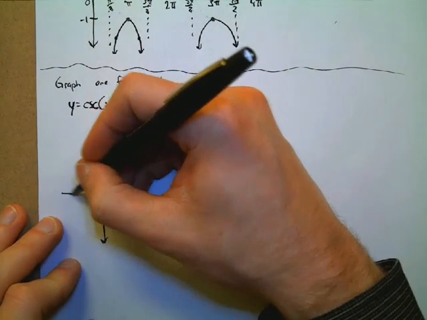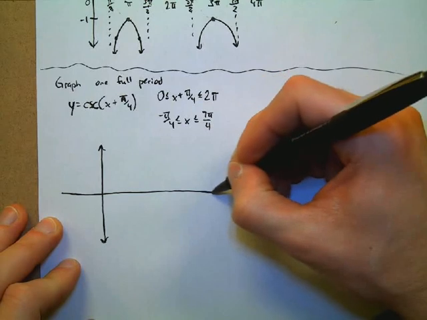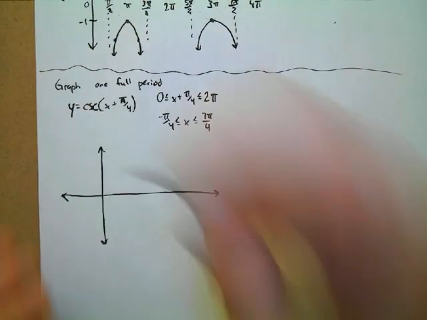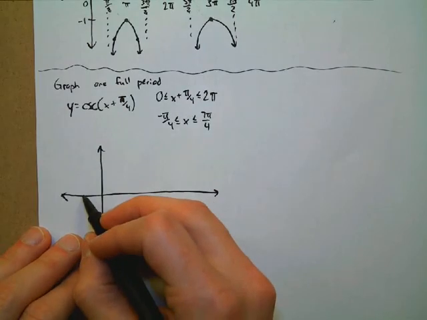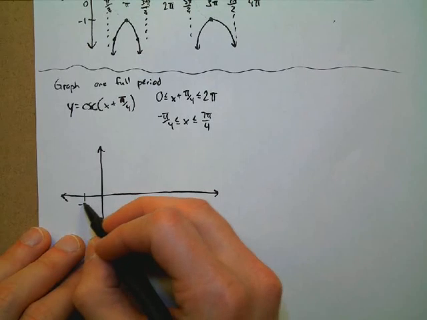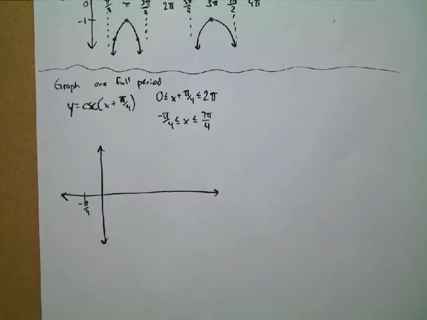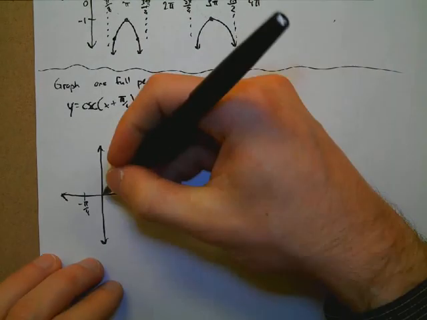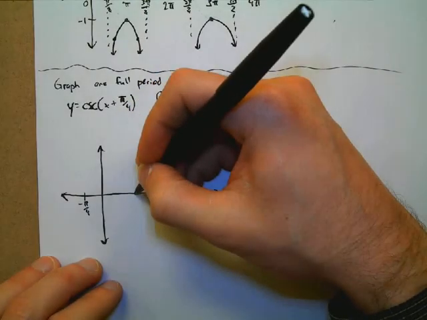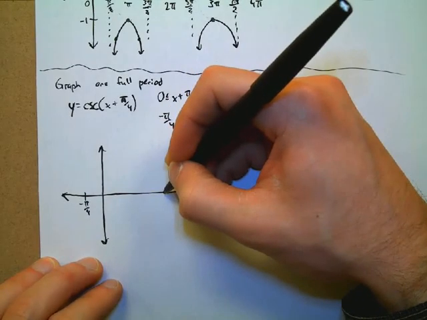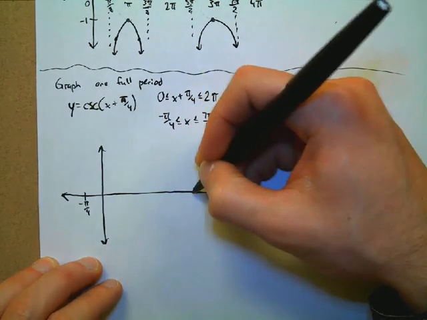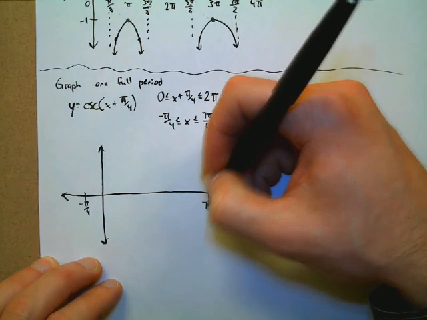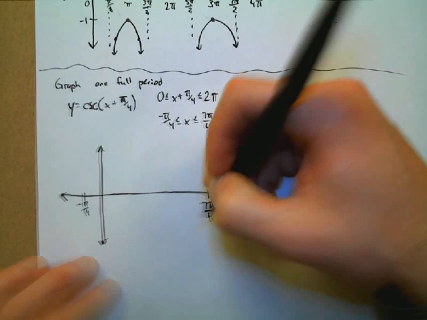And so that'll be pi over 4, 2 pi over 4, 3 pi over 4, 4 pi over 4, 5 pi over 4, 6 pi over 4, 7 pi over 4. Okay, roughly something like that. And again, we're going to go to 1 and negative 1 there. All right, we got to find our midpoint and our quarter point.